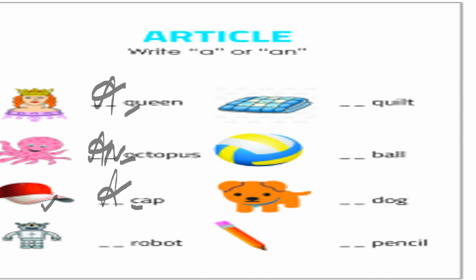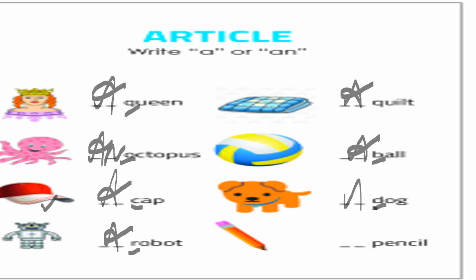Next is robot. So here we are talking about one robot. And second thing is R is a consonant. So that's why a robot. Next is quilt. Again, Q is a consonant and here we are talking about one quilt. So, a quilt. Next again, ball. Here we are talking about one ball and B is a consonant. So, a ball.